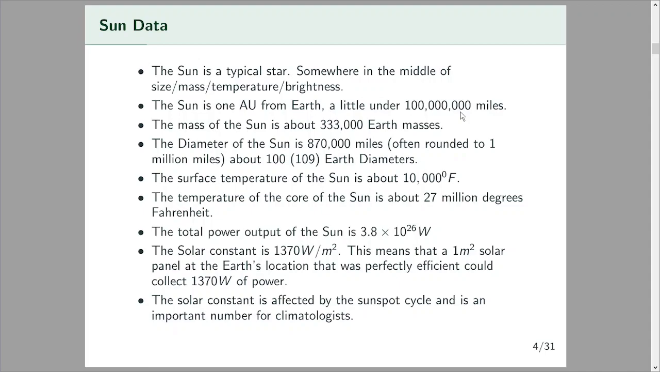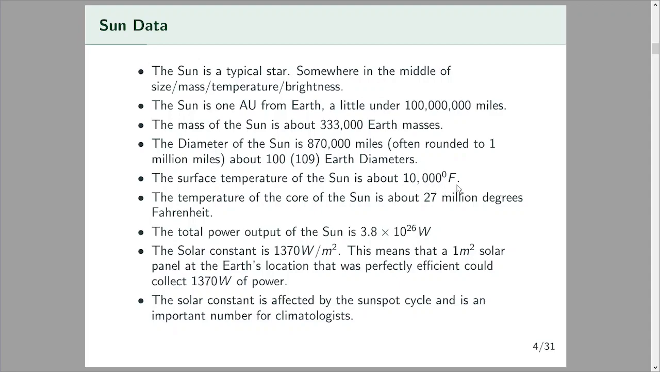Throughout most of this stuff, we just round numbers to the nearest power of 10, so that they're easier to talk about. Having said that, the mass of the sun is about 333,000 Earth masses. I might round that to 300,000 Earth masses. So the Earth is minuscule by comparison to the sun. The diameter of the sun is about 870,000 miles, often rounded to a million. It's actually 109 Earth diameters across. So it's 100 Earth diameters across, 100 up and down, 100 in each of the three dimensions. And so you could fit about a million Earths inside the sun.